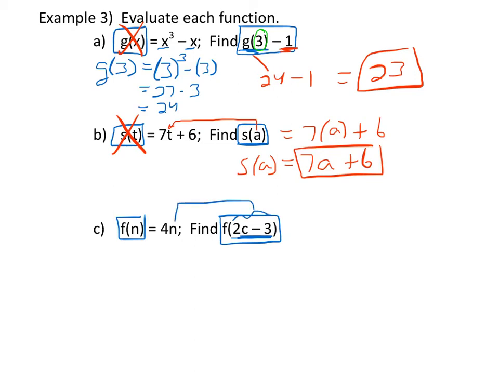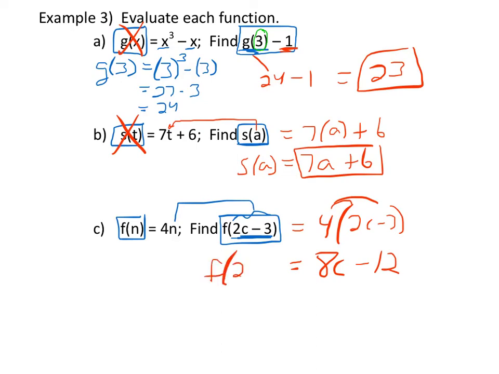So that would equal 4 times what n is. Well, they're going to replace n with 2c minus 3. Well, this is a distribution question, so we get 8c minus 12, which are not like terms, so f of 2c minus 3 gives us this.